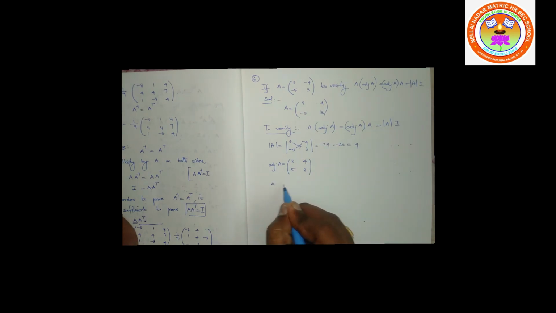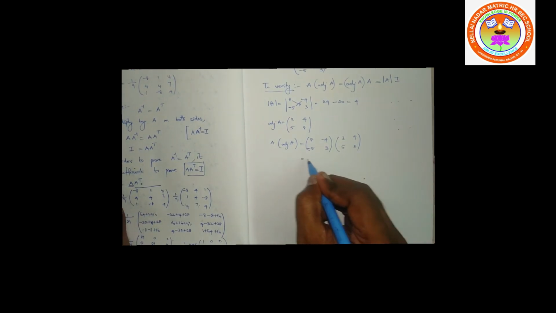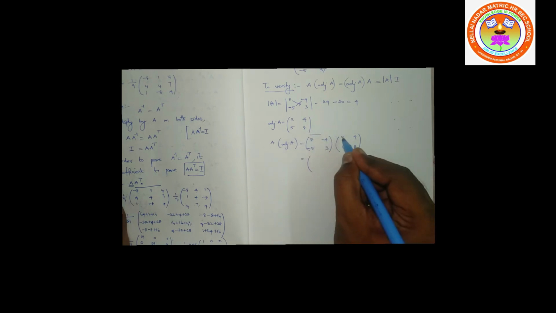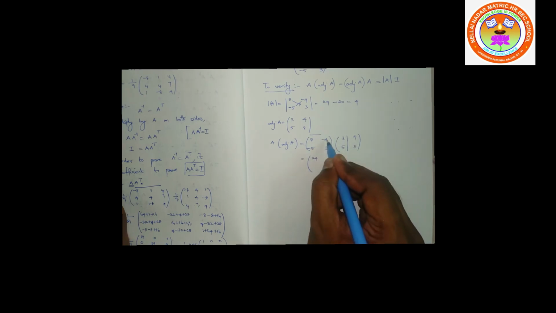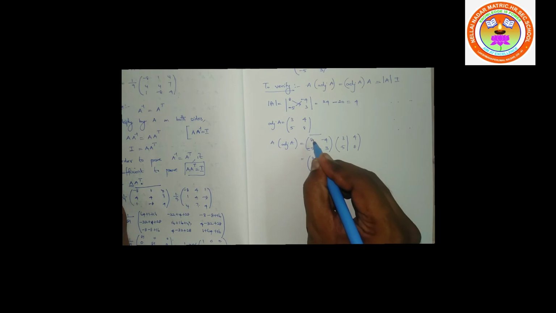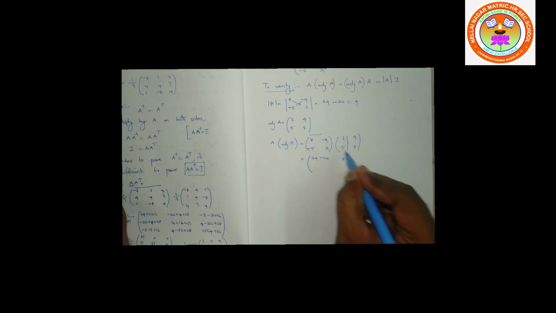Step 1 is nothing but A into adjoint of A. First you write the A matrix: 8, minus 4, minus 5 and 3. Next the adjoint of A. The adjoint of A is 3, 4, 5, 8. I need to multiply these two matrices. So you know matrix multiplication: first row first column, first row second column. 8 threes are 24, minus 4 into 5 minus 20, 8 fours are 32, minus 4 eights are 32. First row, 2 columns is over.